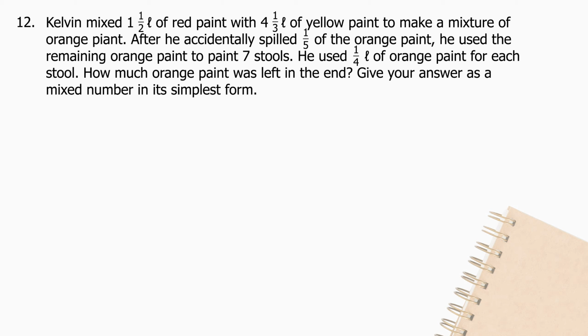Question 12. Kelvin mixed 1.5 liters of red paint with 4 1/3 liters of yellow paint to make a mixture of orange paint. After he accidentally spilled 1/5 of the orange paint, he used the remaining orange paint to paint 7 stools. He used 1/4 liter of orange paint for each stool. How much orange paint was left in the end? Give your answer as a mixed number in its simplest form.